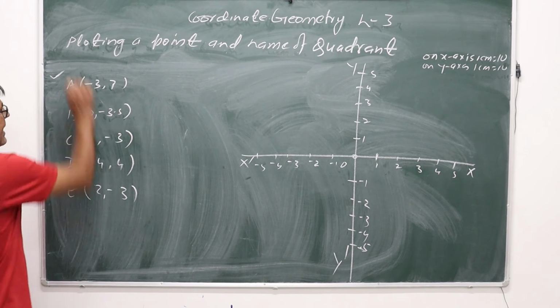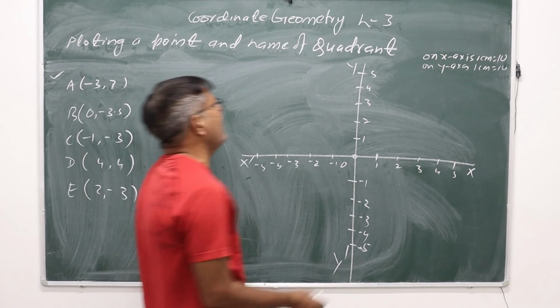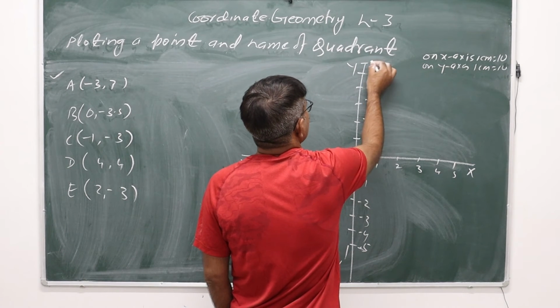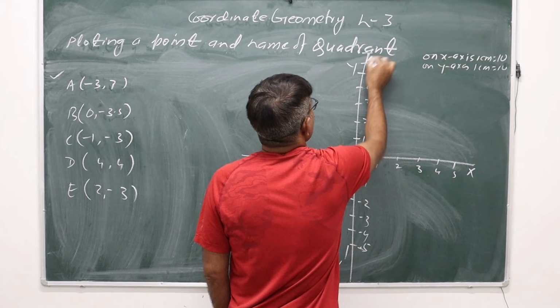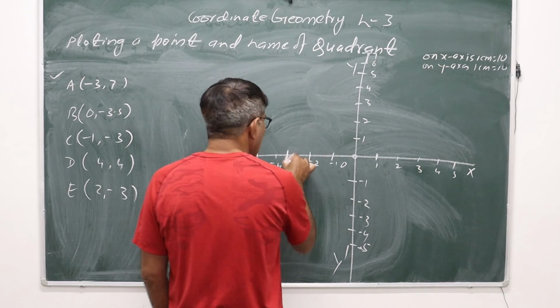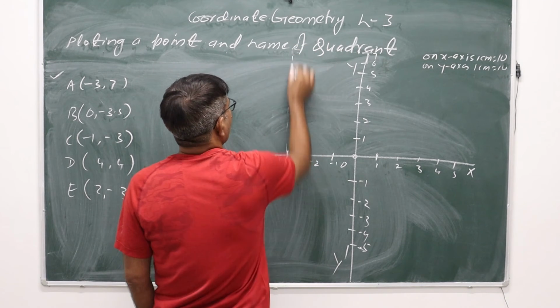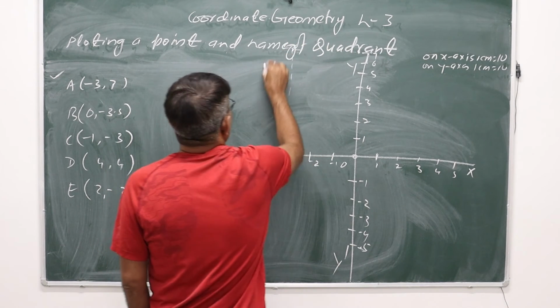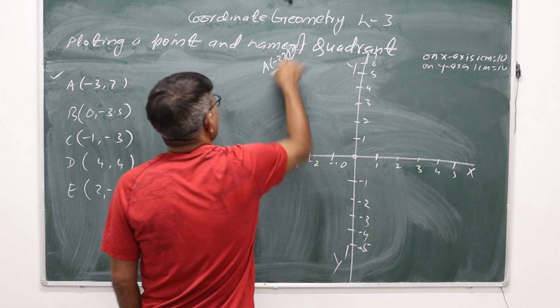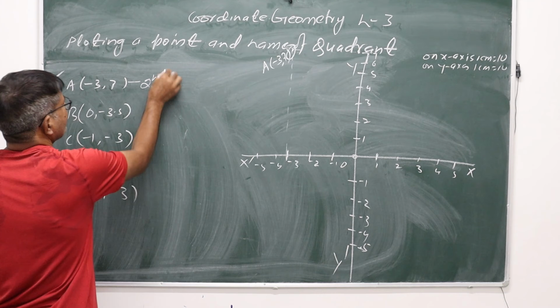The first point is (-3, 7). (-3, 7) means abscissa -3 है और ऑर्डिनेट आपका +7 है. +7 का मतलब यहाँ अपने को स्केल इंक्रीज करना पड़ेगा. दिस इज +6 एंड दिस इज +7. So x-axis पे -1, -2, -3 और y-axis पे +7. So इन दोनों का vertical point, this point will be your A (-3, 7) and obviously this is located in second quadrant.